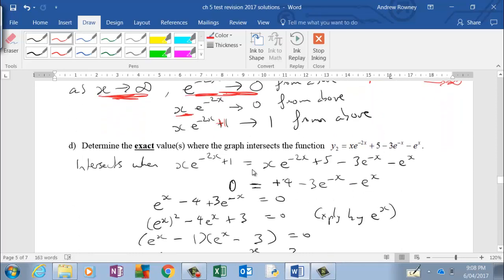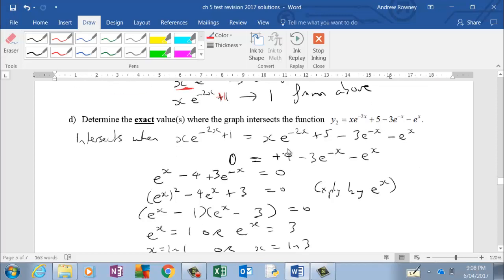Determine the exact values where the graph intersects this. So there is the original function, there is the new function. They'll intersect when they equal each other. This is where you have to take everything to the right hand side and make it equal to 0.